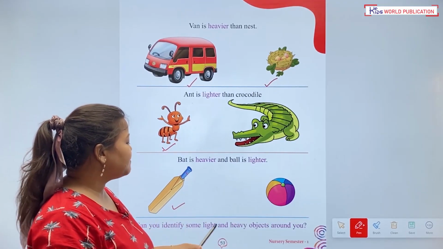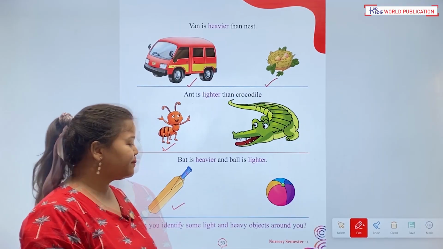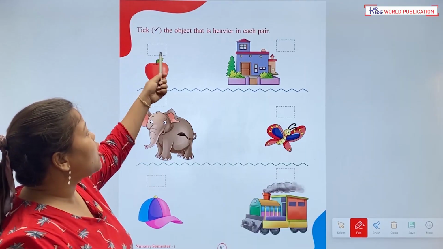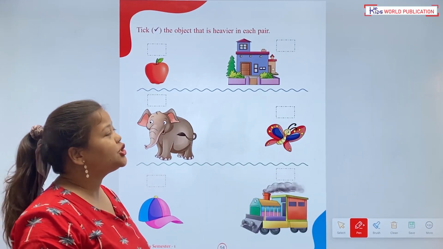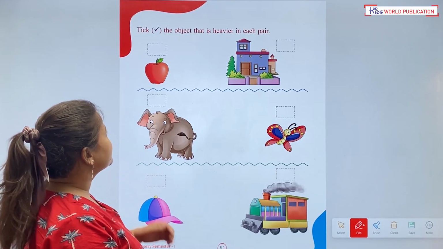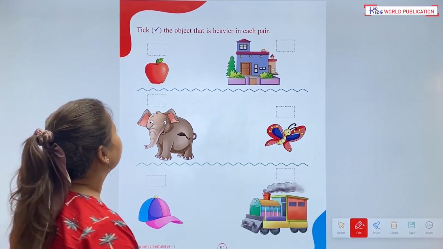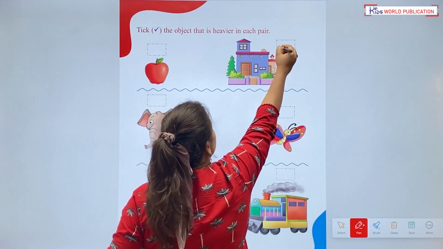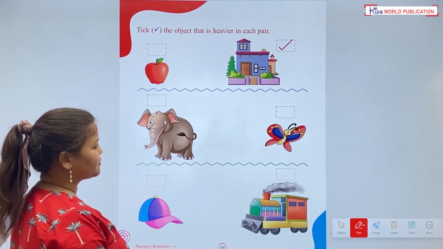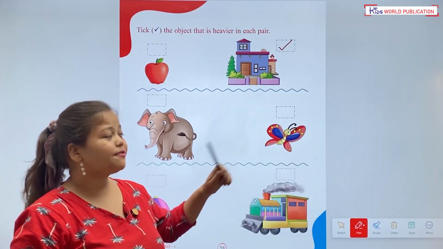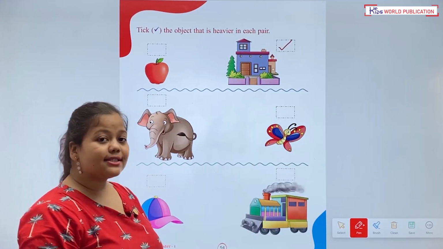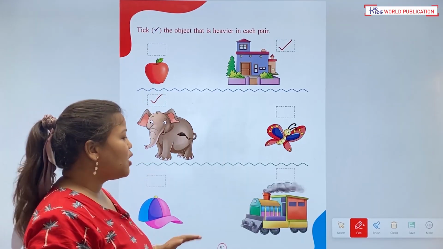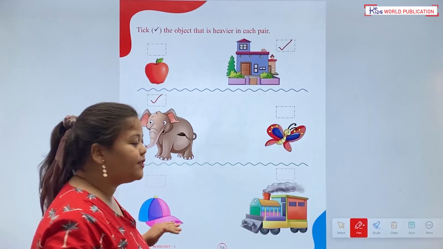Can you identify some light and heavy objects around you? So kids, this question you will answer on your own. Tick the object that is heavier in each pair. So, let's take the picture which is heavier. Apple or house? House is heavier than apple. Elephant or butterfly? Elephant is heavier than butterfly. Cap or engine? Engine is heavier than cap.